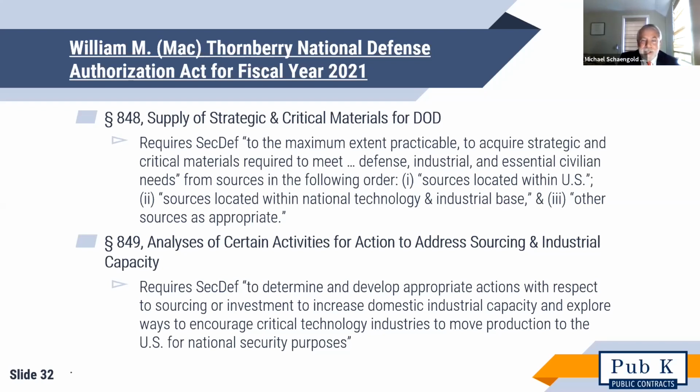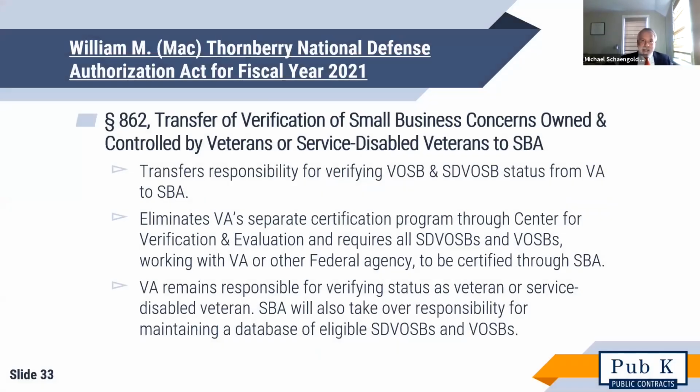Slide 33, please. Section 862 transfers the responsibility for verifying veteran-owned and service-disabled veteran-owned small business status from the VA to the SBA. VA, of course, retains responsibility for verifying an individual's status as a veteran or service-disabled veteran. And SBA will also take over responsibility for maintaining a database of eligible SDVOSBs and VOSBs.